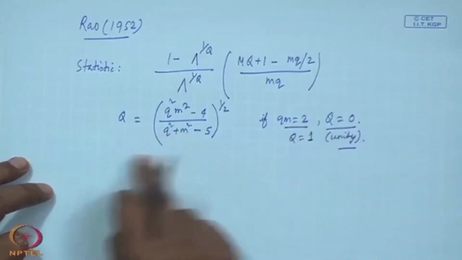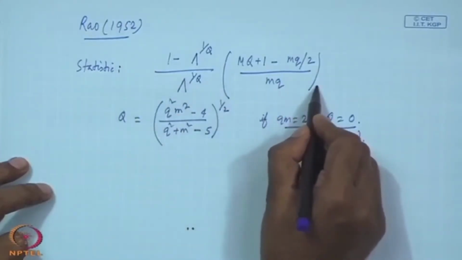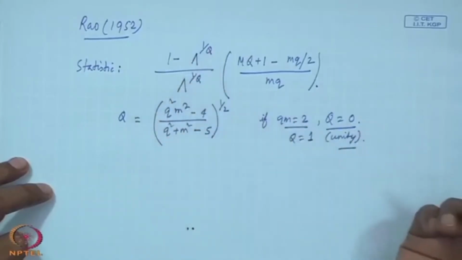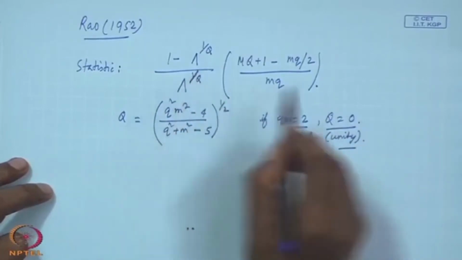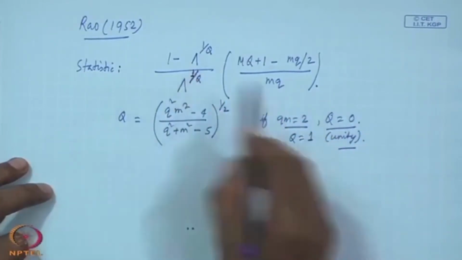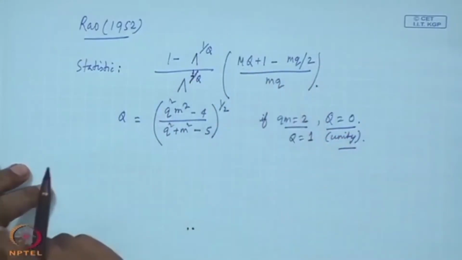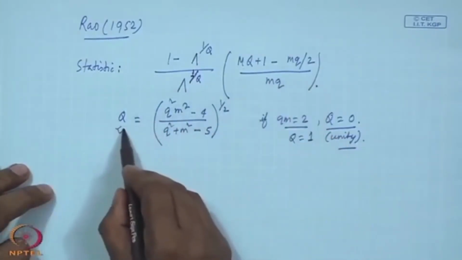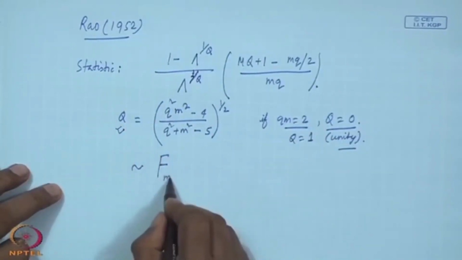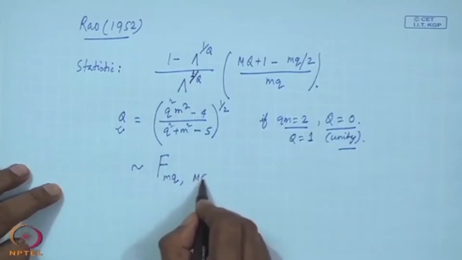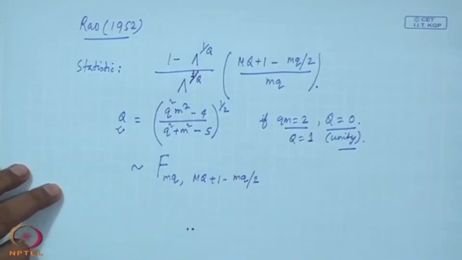Other cases no problem, fine. So, you first find out these statistics. So, 1 minus lambda 1 by lambda to the power 1 by q. This is not y, this is 1 by q, mq plus 1 minus mq by 2 by mq. This quantity q will be computed like this. This follows F distribution with mq and capital M capital Q plus 1 minus mq by 2 degrees of freedom.